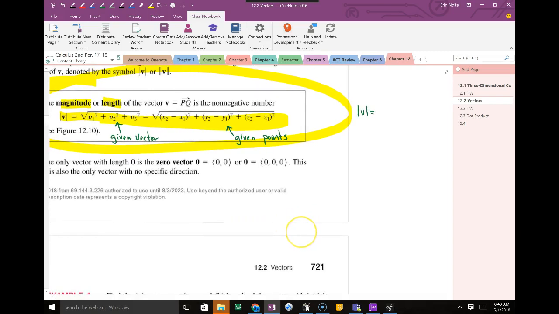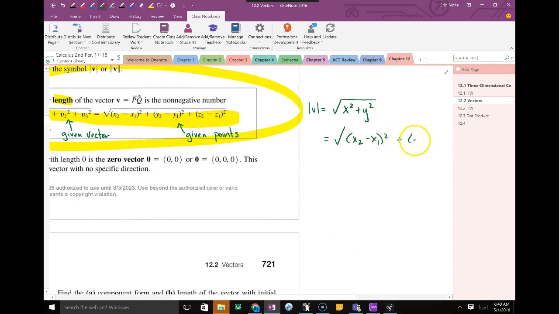So if you're given a component form in 2 dimensions, it would just be x squared plus y squared, right? But if you're given 2 points, it would just be x2 minus x1 squared plus y2 minus y1 squared. Okay, it is just literally the distance formula that you've seen lots of times before. So would you like me to do an example of finding a magnitude? Finding the distance between 2 points.